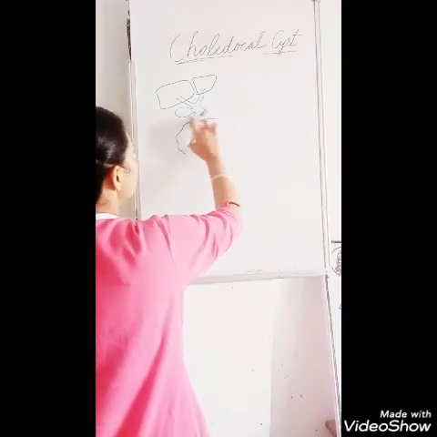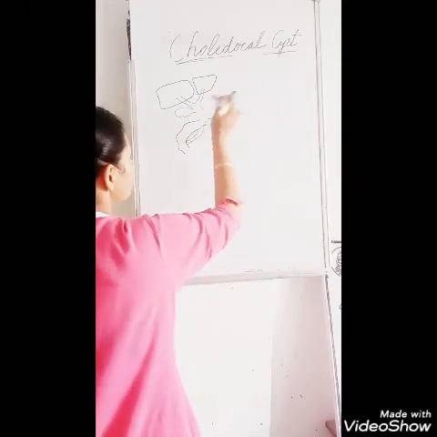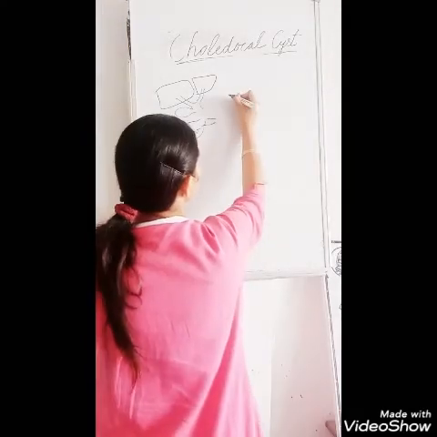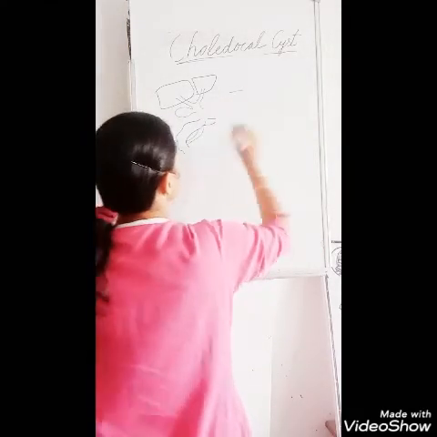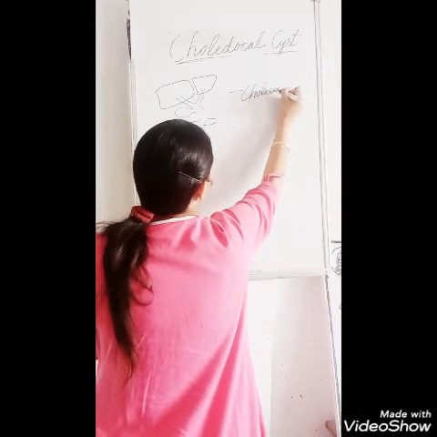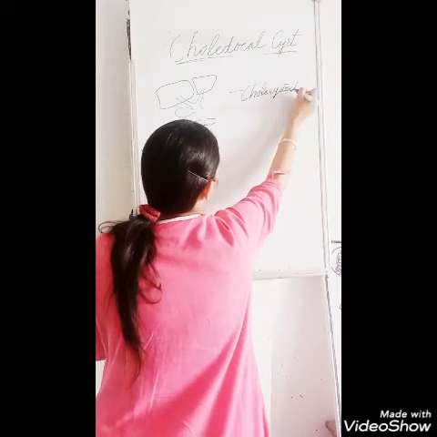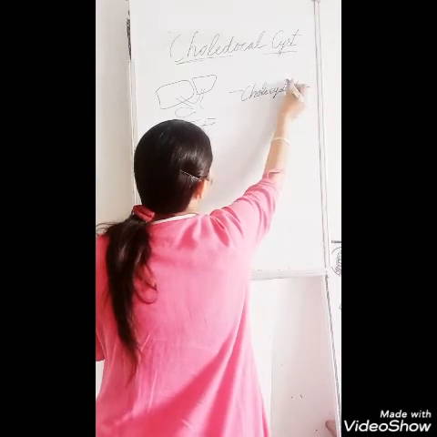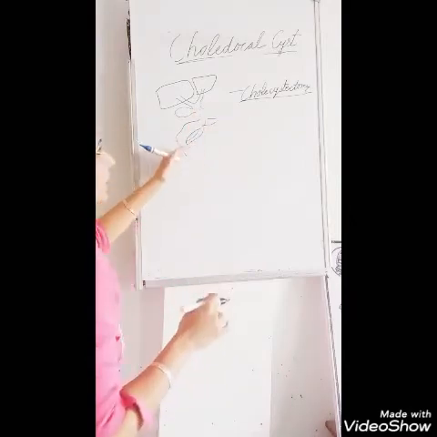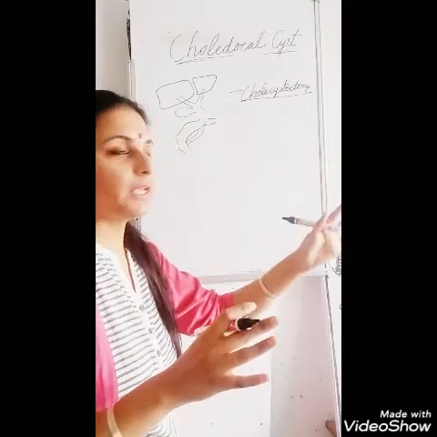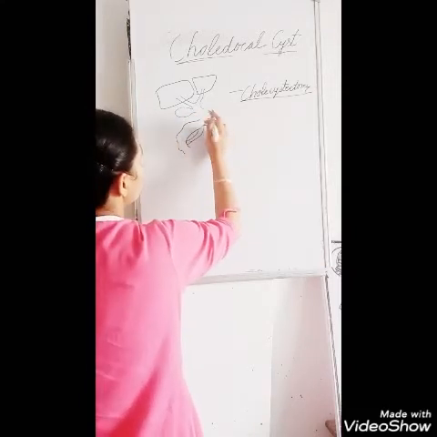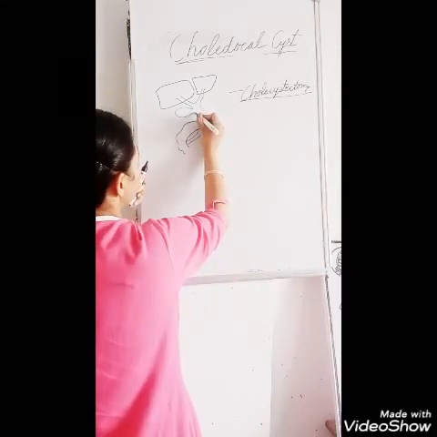So after removing this dilatation, after removing this cyst, this procedure is known as cholecystectomy. The cyst is removed. We will remove the cyst. After that, the reconstruction of the biliary tree is done. See, the cyst is removed. Now the reconstruction of the biliary tree will be done.